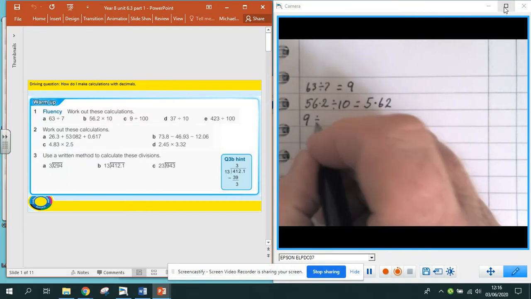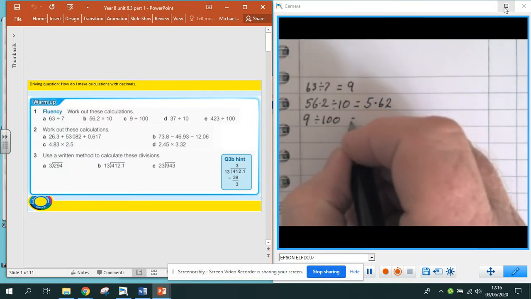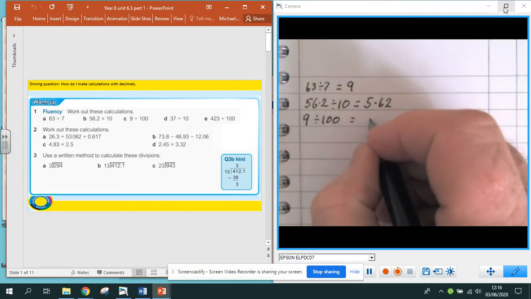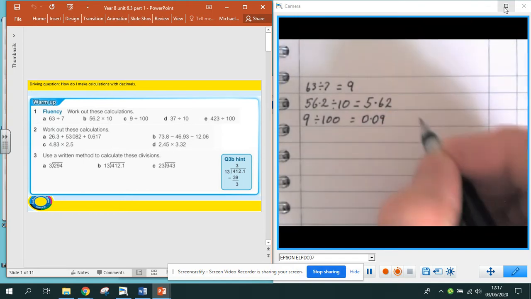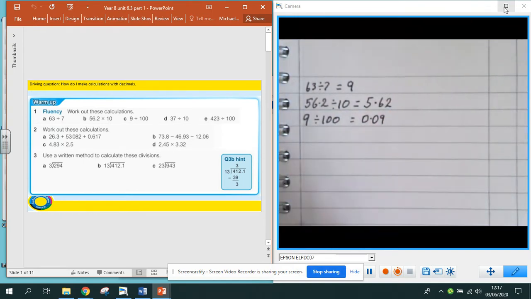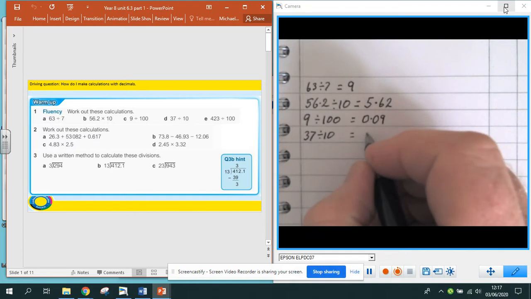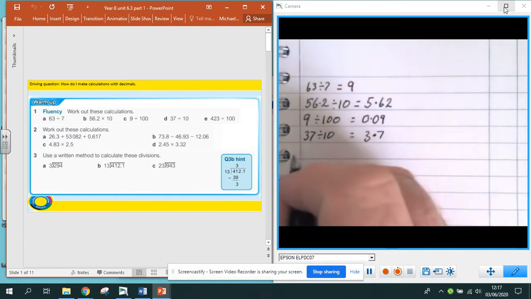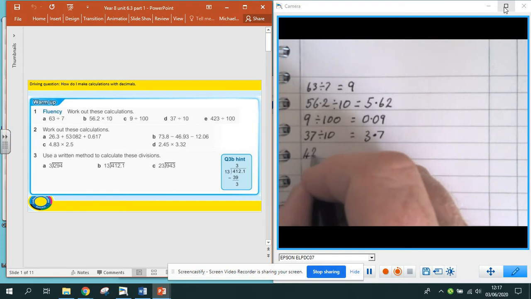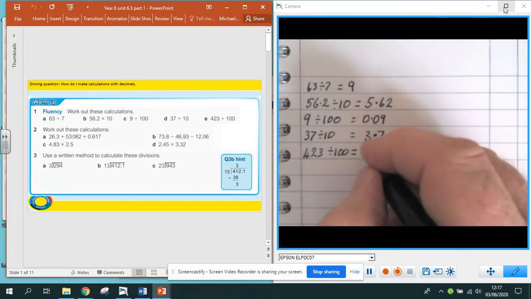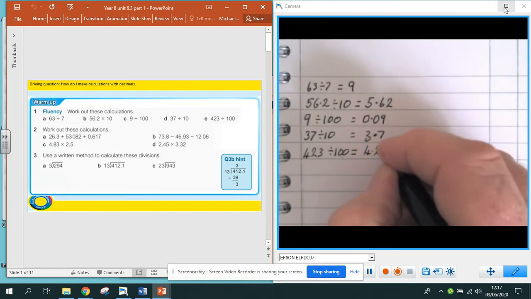9 divided by 100. Divided by 100 moves the numbers 2 places to the right. So one place will get it one side of the decimal point, and then we need to move it over another one. So we've got to put in a 0 to show that there's another place in between. So that gives us 0.09. 37 divided by 10, one place over again, gives us 3.7, and 423 divided by 100 gives us 4.23.